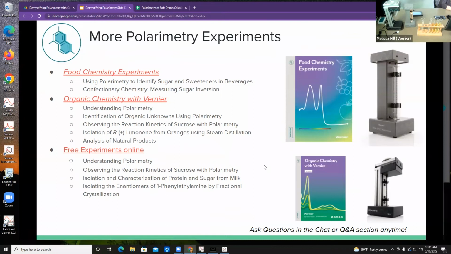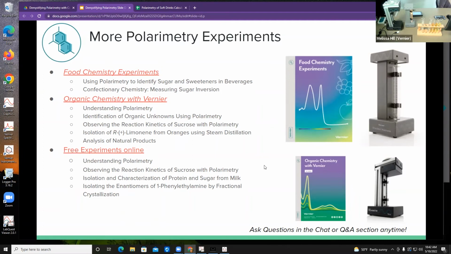But we also feature the polarimeter really heavily in our Organic Chemistry with Vernier book, because polarimetry is used a lot in organic chemistry. It's very heavily used in the pharmaceutical industry, because you definitely have to know the difference between R and S and when you make one versus the other. Again, because of that biology component, pharmaceuticals are going into your body, so you need to know what the R does and what the S does.